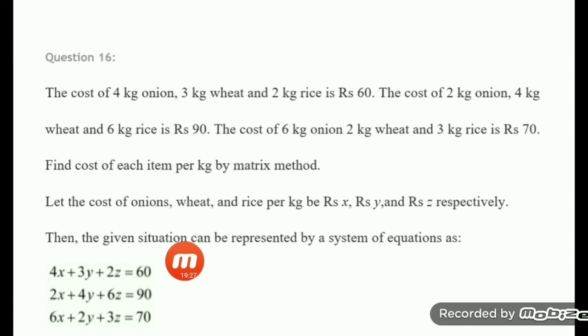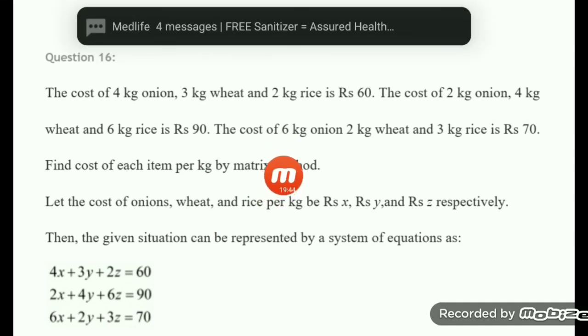Here I have written that the costs of onion, wheat, and rice per kg are these, respectively. The given system can be represented by a system of equations: 4x plus 3y plus 2z equals 60. After that, 2x plus 4y plus 6z is equal to 90. Then the third will be 6x plus 2y plus 3z equal to 70. So this is the system of equations we have got.